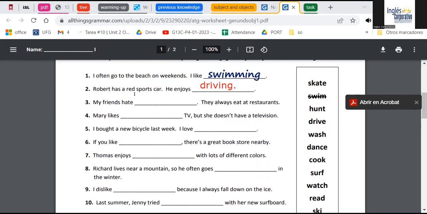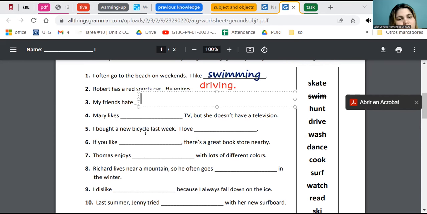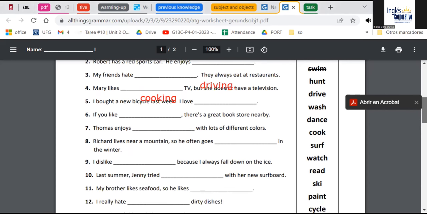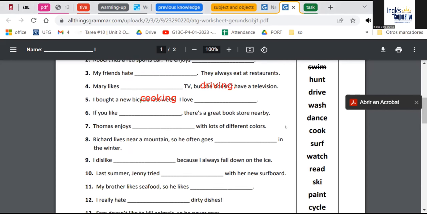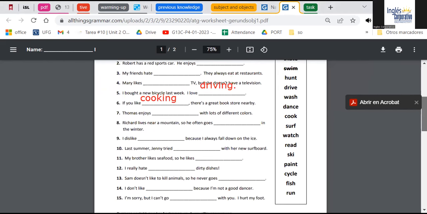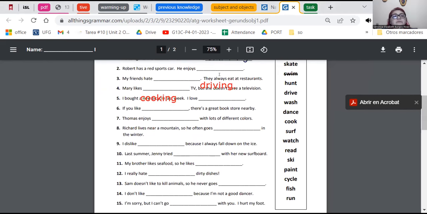My friends hate cooking. They always eat at restaurants. Okay. So I think you have enough examples. So right now I want you to take a screenshot and try to practice with these exercises. Okay, so just let me reduce this. So you have 15 examples.